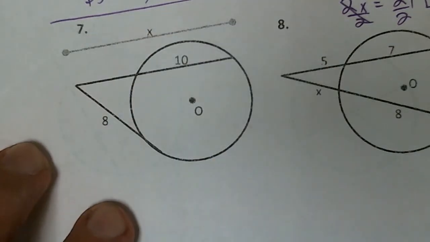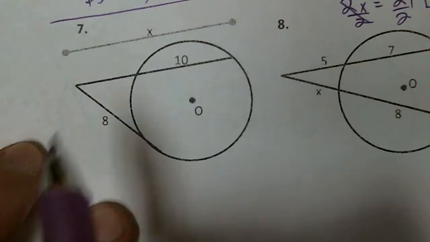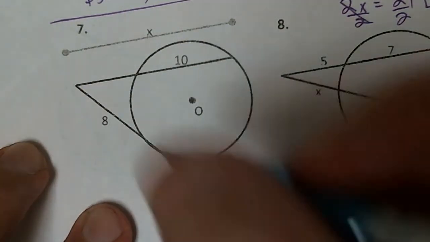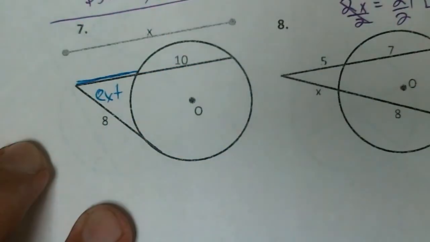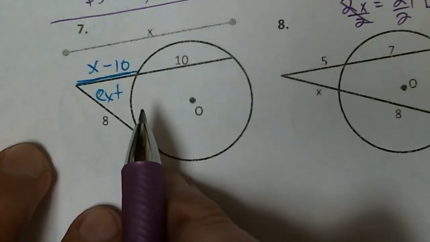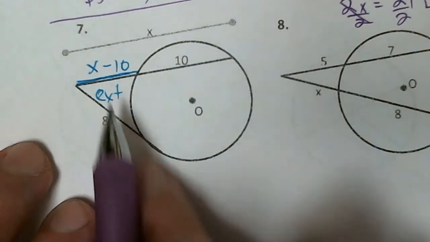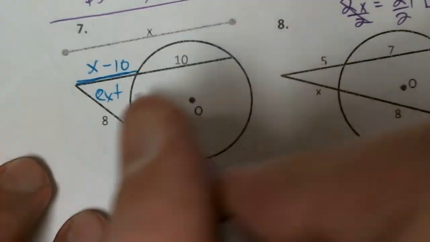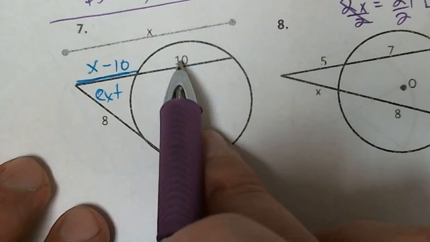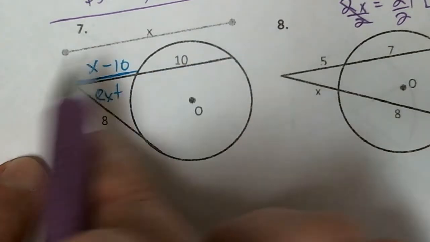I'll give you just a second to think about it. The whole length is x. Just this piece is 10. So the blue exterior piece is what? The whole minus the little. So this blue exterior piece is actually going to be x minus 10. Now we've got whole times exterior equals tangent squared. But check this out. What is the whole piece? We already know it's x. I mean, they just gave it to us.